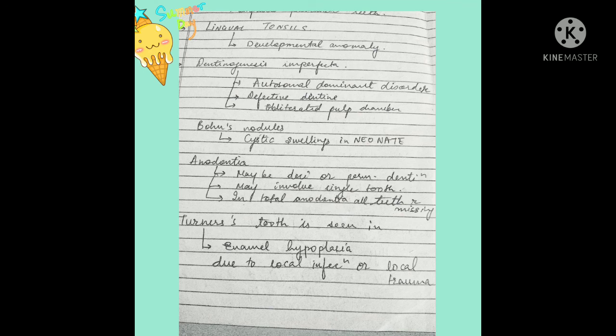So the next question is Turner's tooth. You can just remember it as if there is a person who is taking a U-turn in his car and he meets with an accident. So Turner's tooth, local trauma, and the driver, his enamel gets chipped off. You can remember it like that: enamel hypoplasia due to local infection or local trauma. So that is Turner's tooth.